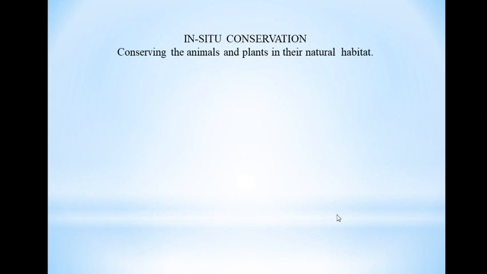The next is the in situ method of conserving biodiversity. This means conserving the animals and plants in their natural habitat, where in their native habitat itself they are given protection and, with different names assigned, they are conserved.